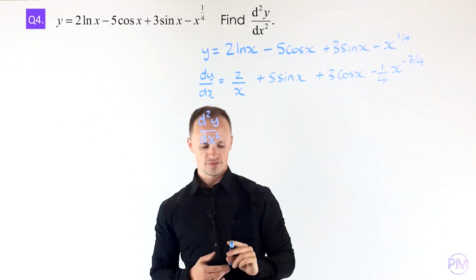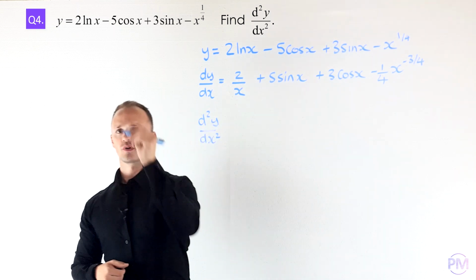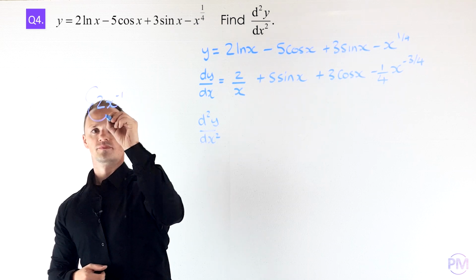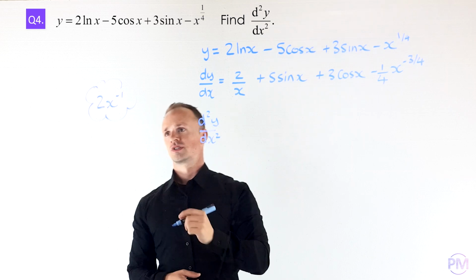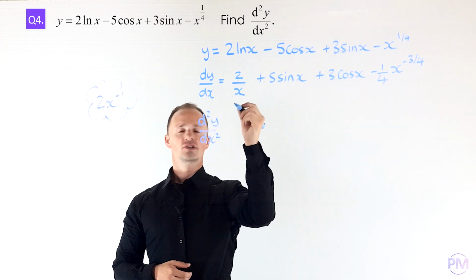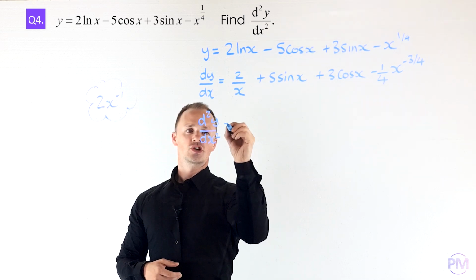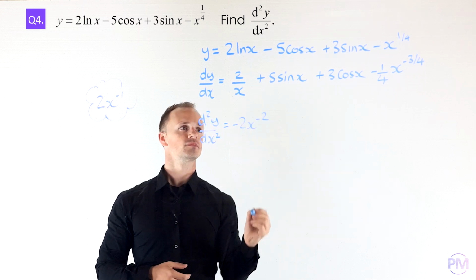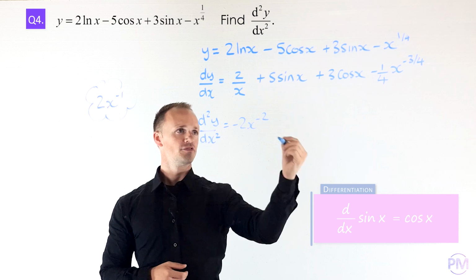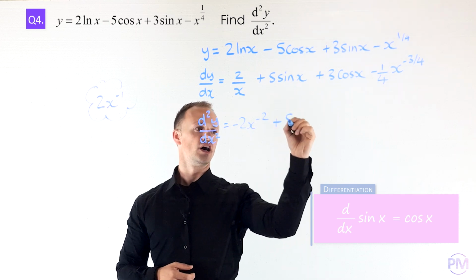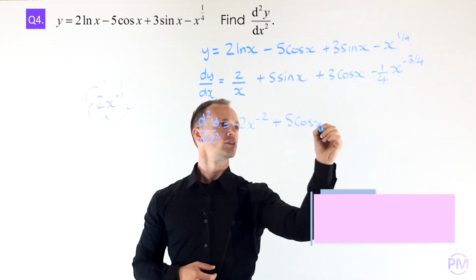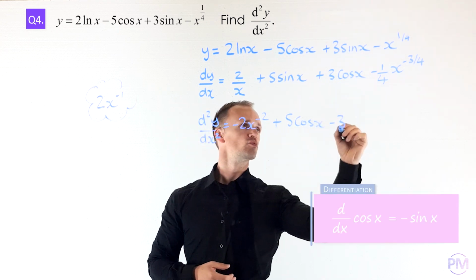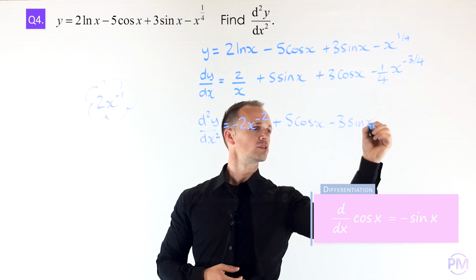Okay, here we have 2 over x. You might want to think of that as 2x to the negative 1. So differentiating that is going to give us minus 2x to the negative 2. Differentiating 5 sin x is going to give us 5 cos x. Cos x goes to minus sin x, so this becomes minus 3 sin x.